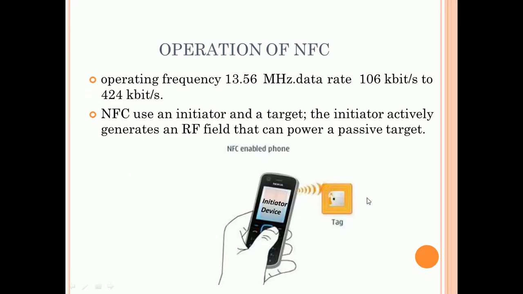The operating frequency of NFC is 13.56 megahertz. Data rate is 106 kilobits per second to 424 kilobits per second. NFC uses an initiator and a target. The initiator actively generates an RF field that can power a passive target.